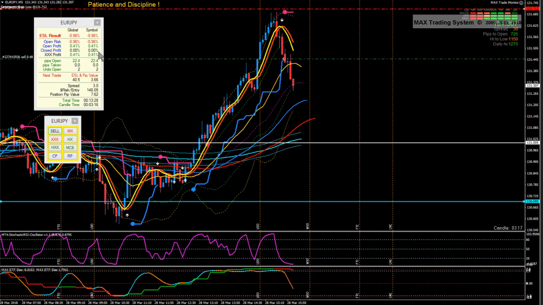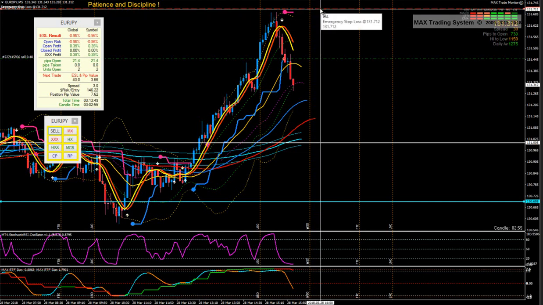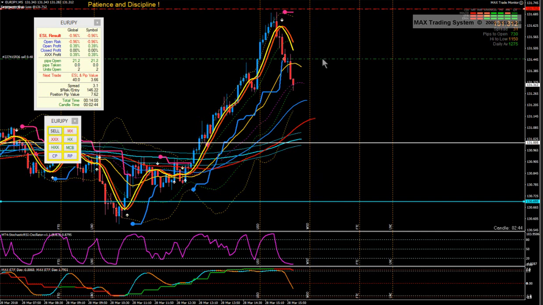You can see in this panel that if I close the trade now, the profit is 0.38%, almost 0.4%. Okay? But as long as I don't get an exit technique, I stay in the trade. So my stop loss was about 26 pips, plus the spread, 3 pips, so 29 pips.